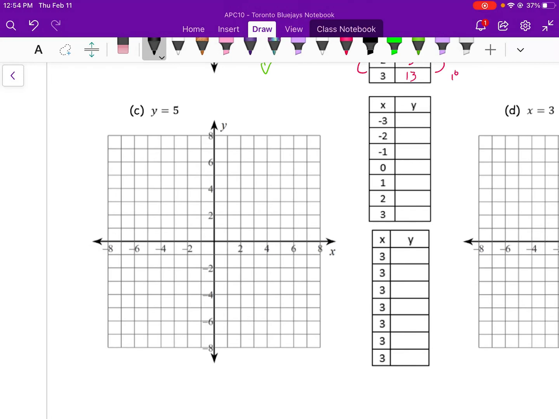Let's move on to the third example of example number 1. y is equal to 5. So let's just sink that in. y is equal to 5. If y is equal to 5, guess what your y value is for any x value? That's right, it's 5. So if x is equal to -3, y is 5.